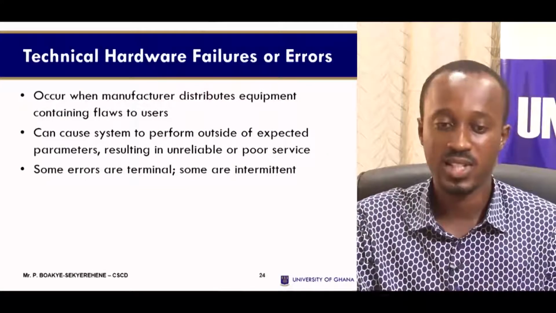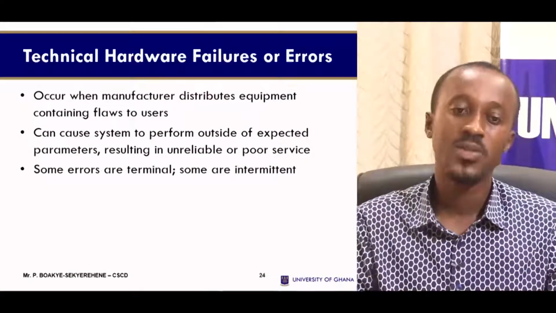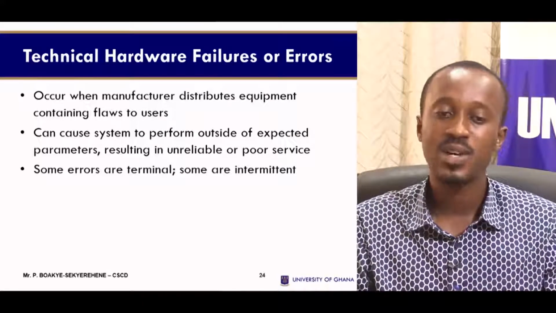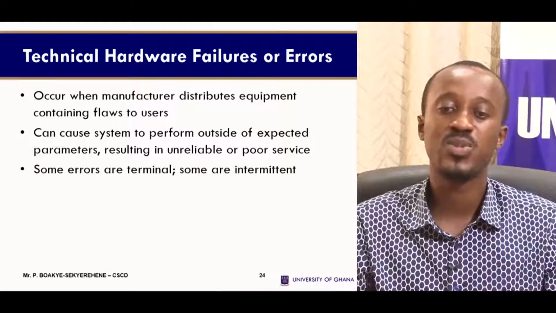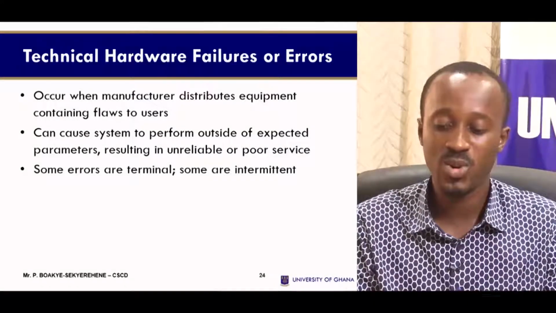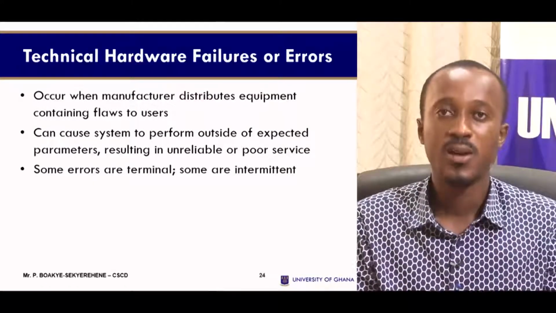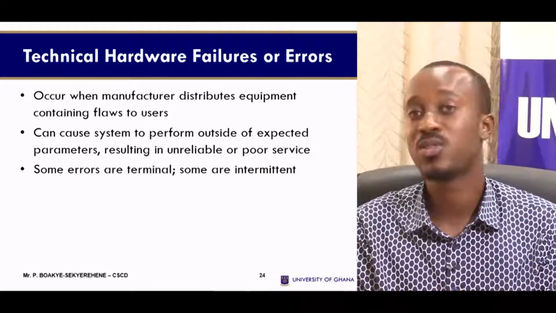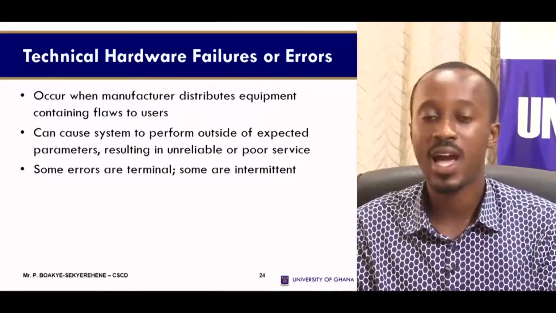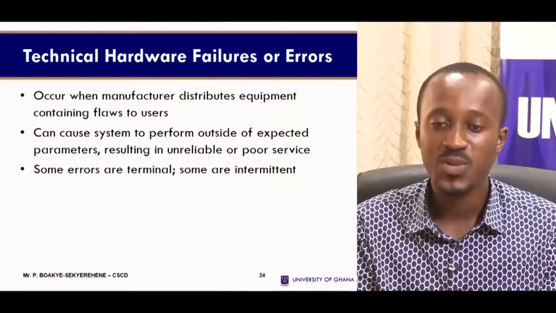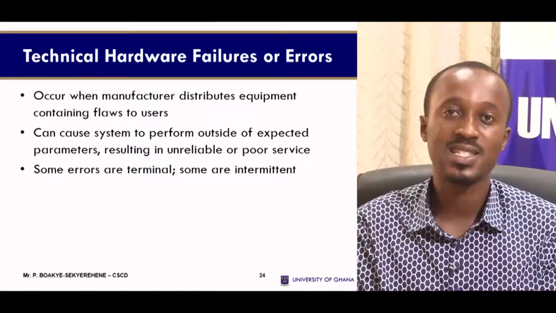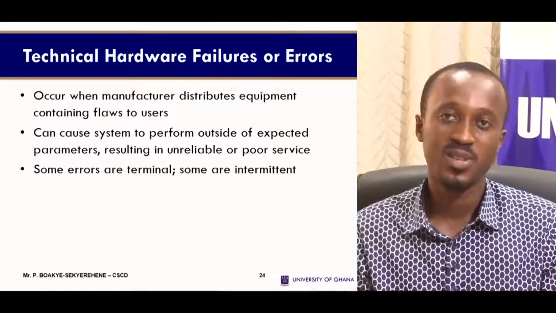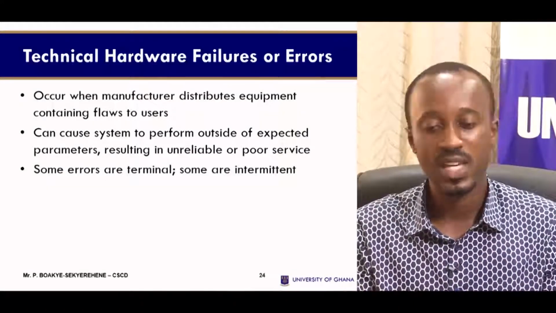Now we have certain technical hardware failures or errors. We have some that occur when the manufacturer distributes equipment containing flaws. So some of the threats that are posed to organizations could be technical hardware failures or errors. How is that? I might produce a certain hardware which already has its errors in there from the manufacturer, and that's code. Let's pick a computer for instance.